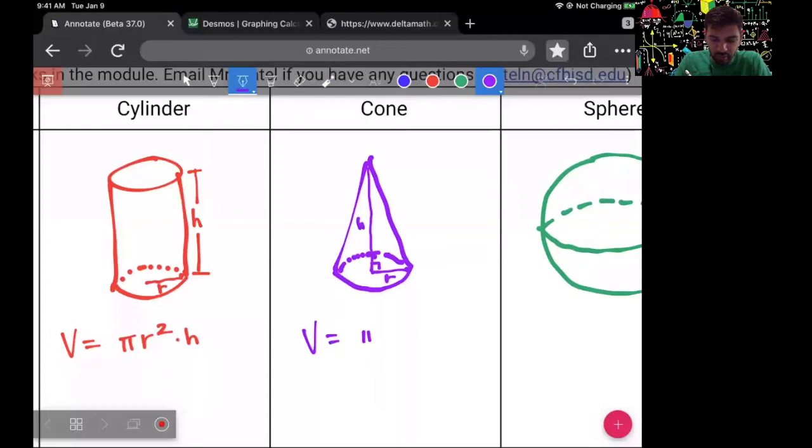This one, we're going to have pi r squared again. Just like I said, these are all connected with each other. The only thing that's different here is we do times h over 3. We divide by 3 because the formula for a cone, if you think about the volume here, it's less than the volume of a cylinder. So that's why we divide by this 3 here.